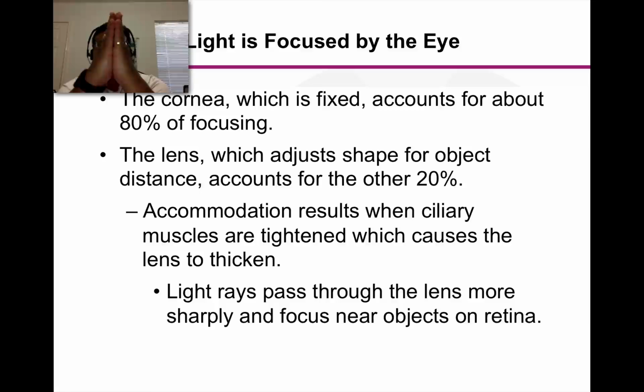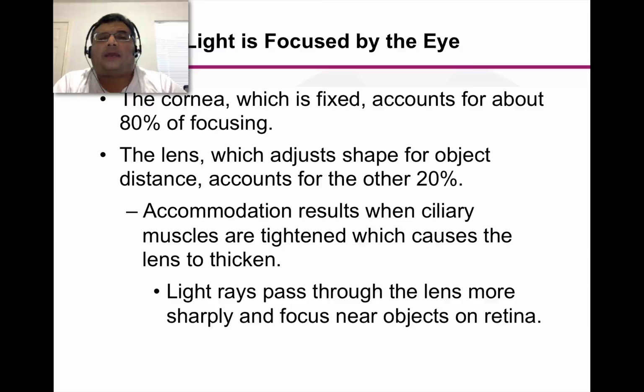Okay, if this is a side view of the lens, the muscles pull and relax, and that's how they focus the light. The light's going to be traveling in this direction, and the lens simply is adjusted to focus the light rays correctly onto the back of the eye.